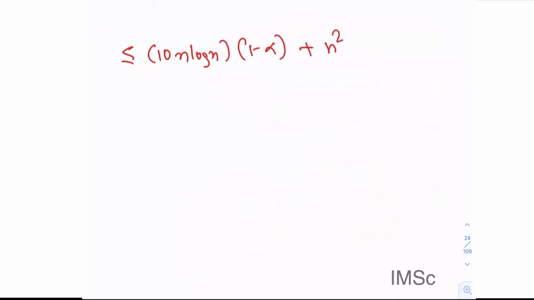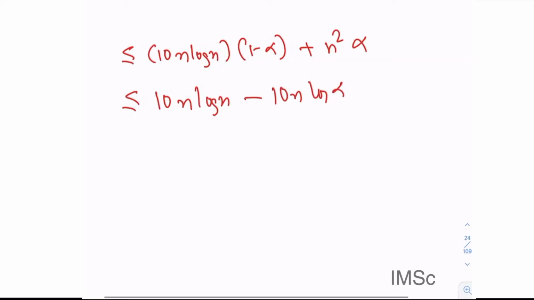Then this is less than or equal to 10n log n (1 minus alpha) plus n square times alpha, right? And now this is what I can show. So if we have a good upper bound on alpha, then whatever that quantity is, it is like 10n log n minus 10n log n alpha plus some n square times alpha.